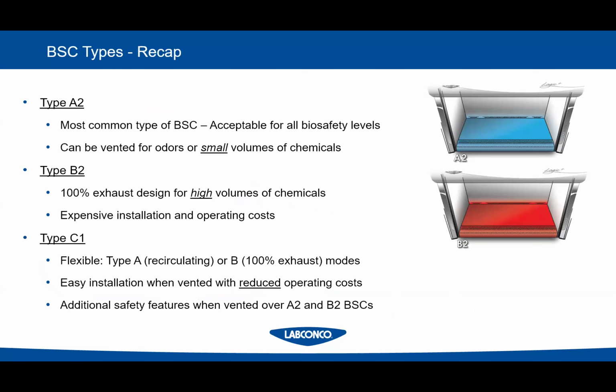So to recap on those cabinets, we have the A2, which is the most common. That's going to recirculate to the lab. If they have a small amount of chemicals, you can put a manufacturer-made canopy on top of it to exhaust it out. B2s are 100% exhaust.